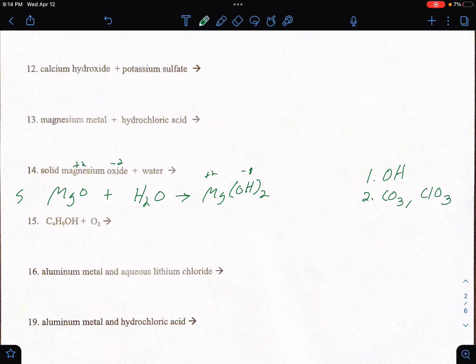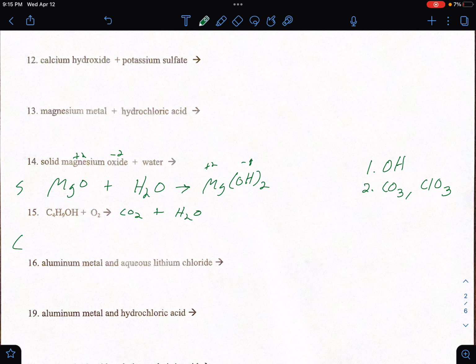This is definitely going to be combustion. So I'm going to go ahead and just put CO2 plus H2O. I already have the formula written down, so I don't need to repeat it again. So I'm going to balance it. I've got C, H, and O. On the left, I got 4 carbons, 10 hydrogens, and 3 oxygens. So I need 4 carbons on the right, so I'm going to put a 4 in front of CO2.